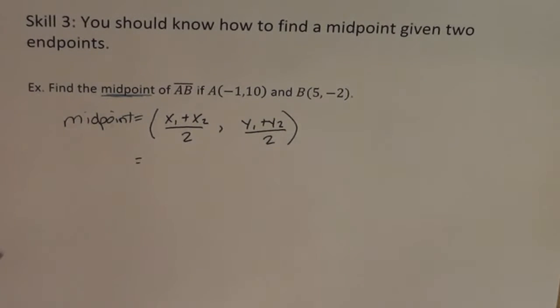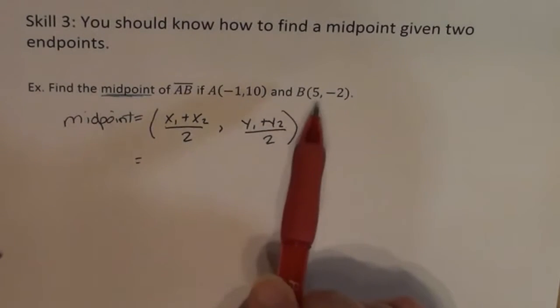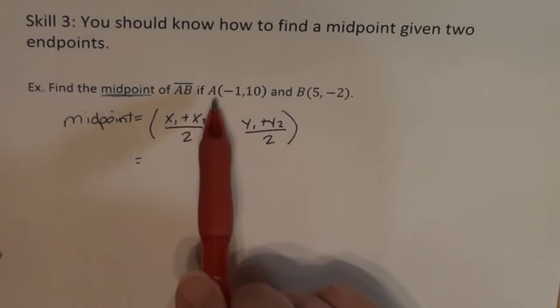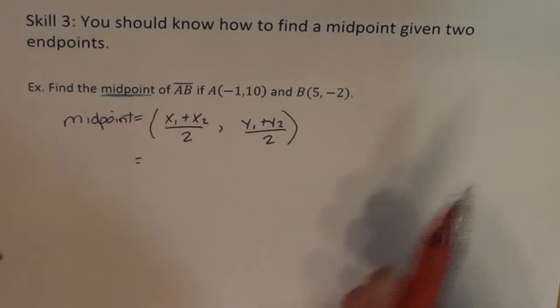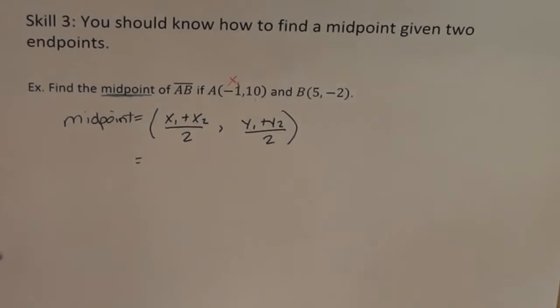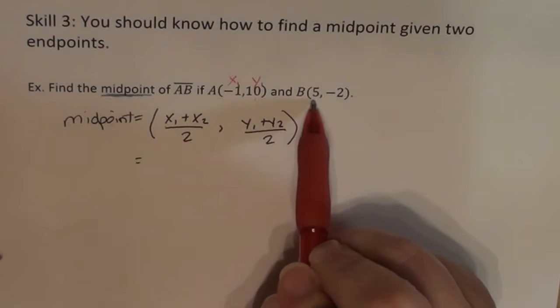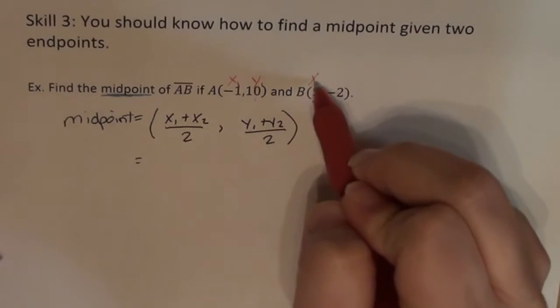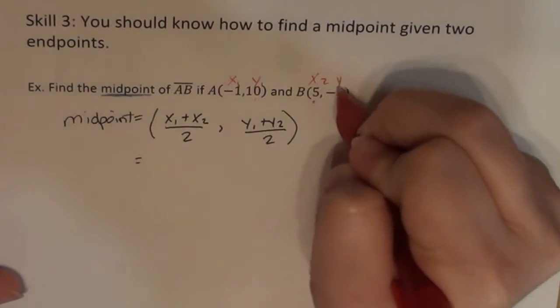Now we need to know what x1, x2, y1, and y2 are. Those are the x and the y values of the coordinates that they give you. So for the first coordinate, (-1, 10), -1 is the x value, so we call that x1. 10 is a y value, so we call that y1. B, the point (5, -2): 5 is an x value, so we call that x2. -2 is a y value, so we call that y2.